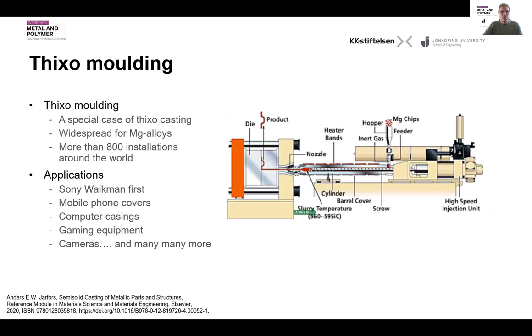What actually won on the fixer working side is something called fixer molding. And this is like plastic injection molding. And it's widespread for magnesium alloys. So just to give you an idea, there's about 800 machines in the world, and they produce essentially every single part you need for magnesium in Sony Walkmans, handphones, computer casings, and gaming equipment, and cameras, and so forth. And this has been the big success when it comes to semi-solid casting, and it's especially for magnesium. Next, please.